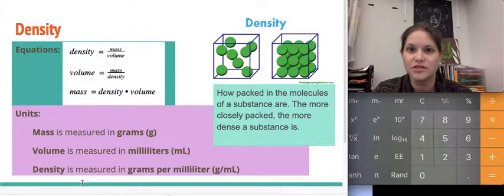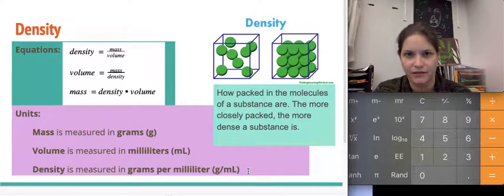What you do need to know, though, is that mass is measured in grams, and that's g for short. Volume is measured in milliliters, mL, and density is measured in grams per milliliter, g/mL. That part you do need to memorize. The formulas you do not need to memorize. Okay.